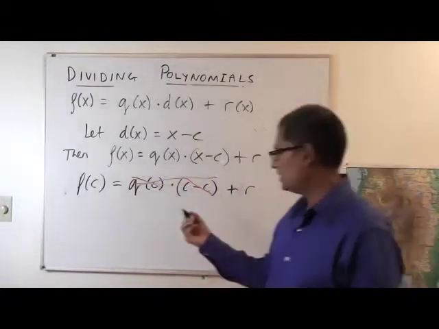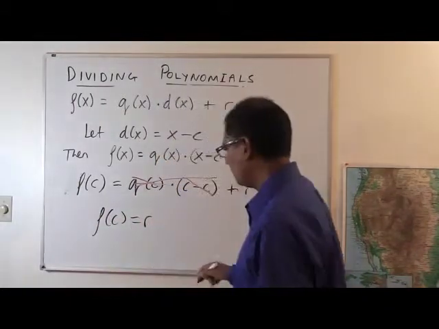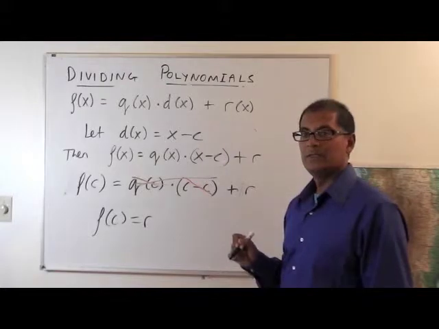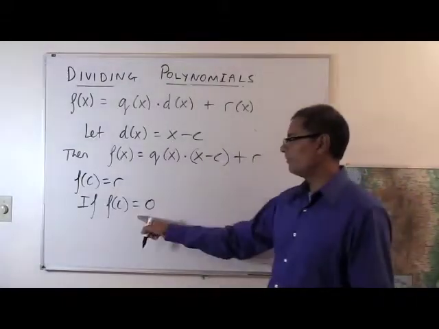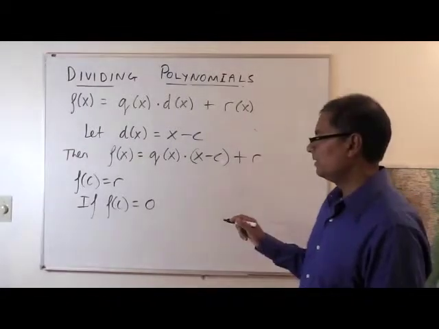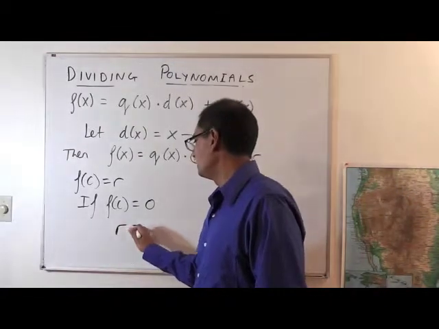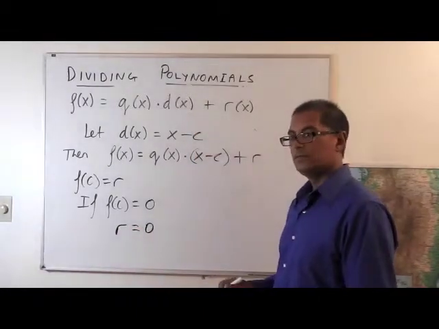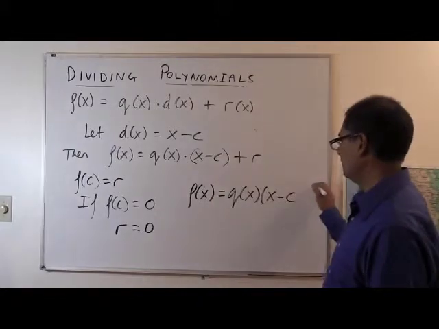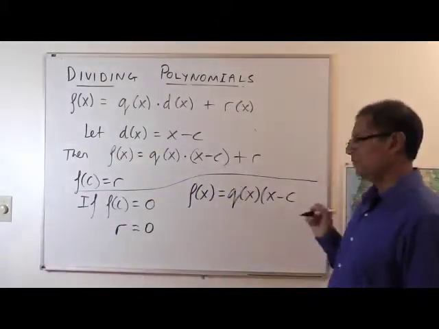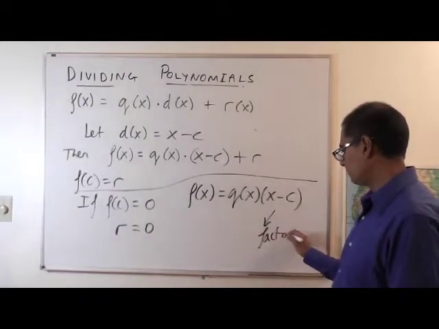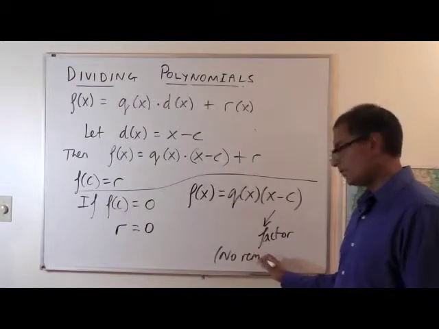And so we can see that f of c equals r. What does that mean? That means my remainder can be obtained by plugging this number c into the function. The other thing to say is, if f of c is 0, remember f of c is our remainder, so that means the remainder is 0 because f of c is r. So if our remainder is 0, we have my function equal to q of x times x minus c. That's only if the remainder is 0. And what does that mean? If I have no remainder, this means this is a factor. So you have a factor if you have a remainder of 0.